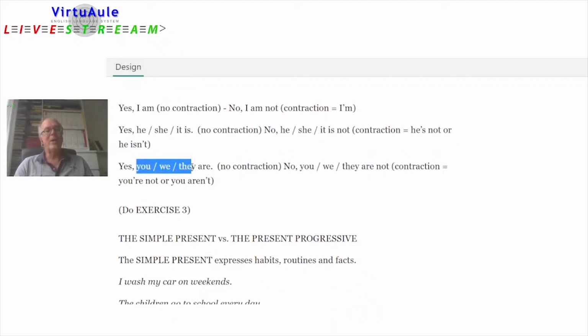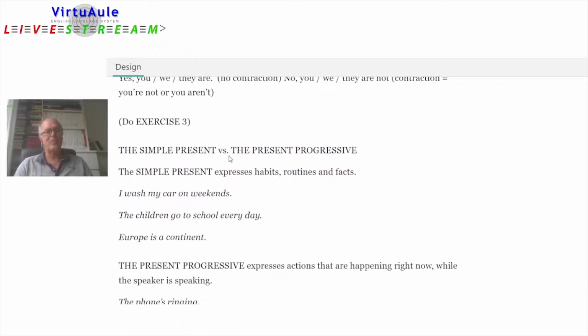Yes, you, we, they are. That's no contraction. No, you, we, they are not. You can contract you're not or you aren't. No, you aren't. No, you are not. Yes, you are. Okay, this is not contracted. No contraction in the short answer with the to be auxiliary.